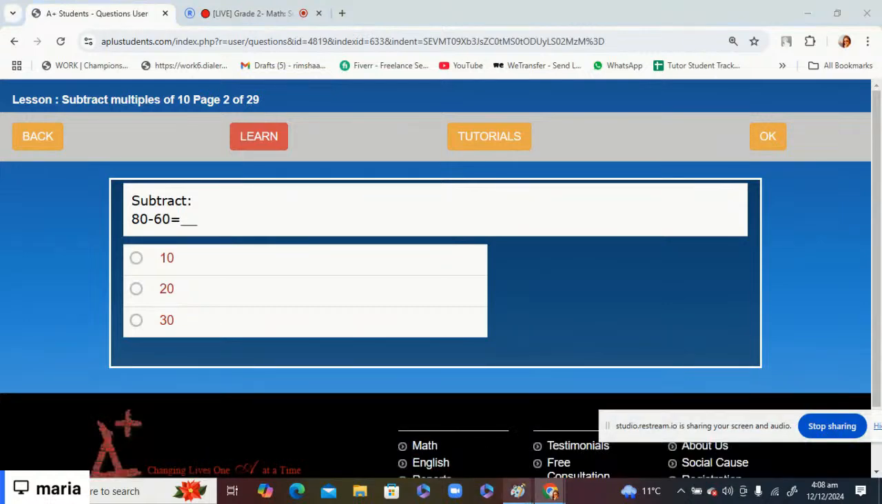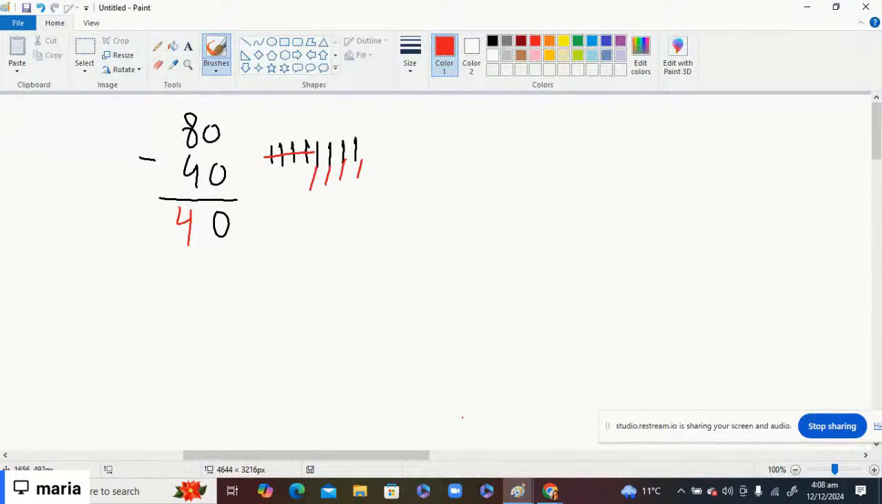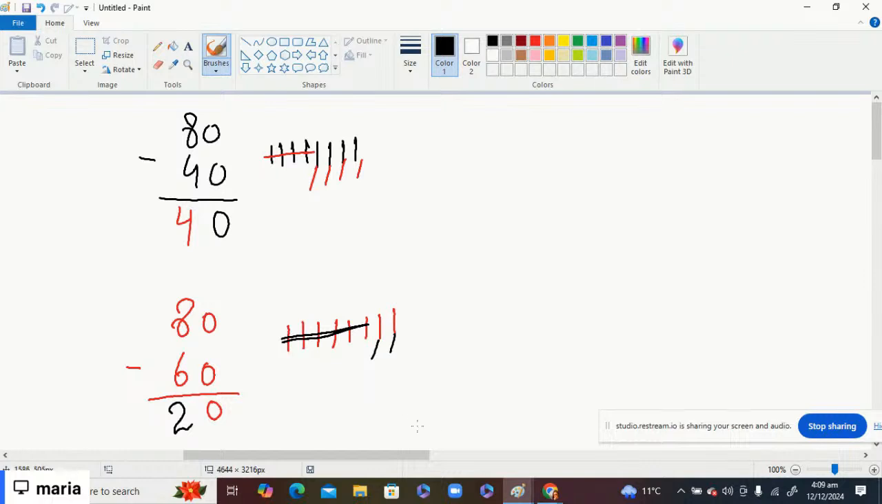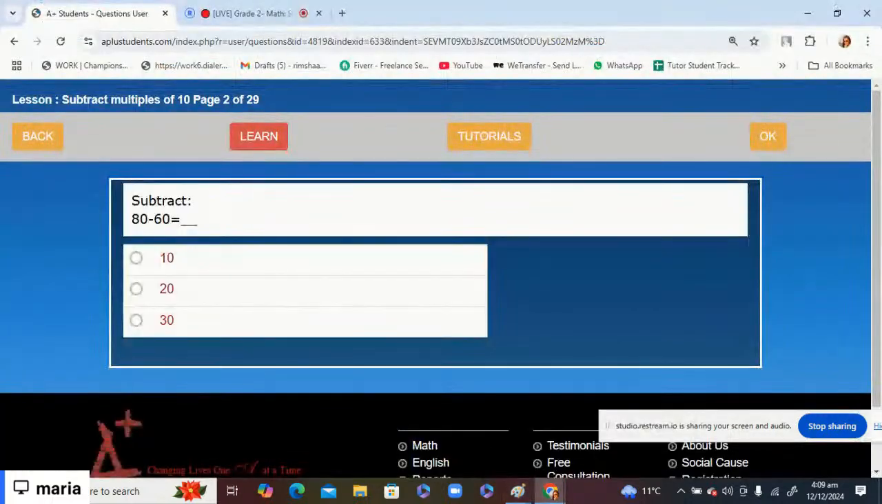80 minus 60. So here we are going to put 80 minus 60. So 0 minus 0 is 0. Draw 8 lines. 1, 2, 3, 4, 5, 6, 7, 8. Remove 6 lines. 1, 2, 3, 4, 5, and 6. These lines are removed. How many are left? Only 2 lines are left. So this is 20. So we are going to put 20 here.